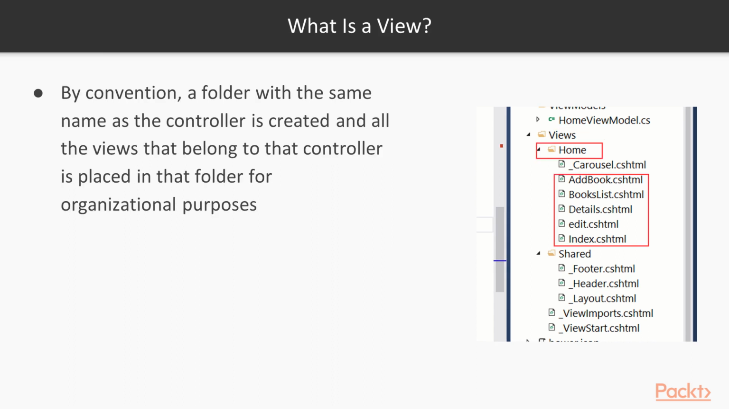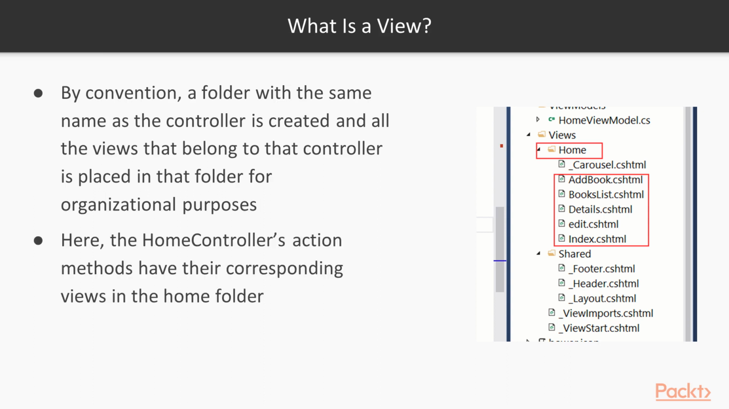By convention, when a view is created, a folder with the same name as the controller is created, and all the views that belong to that controller are placed in that folder for organizational purposes, assuming that the folder didn't already exist. Here, the Home controller's action methods have their corresponding views, like the Index view or the Details view, in the Home folder.